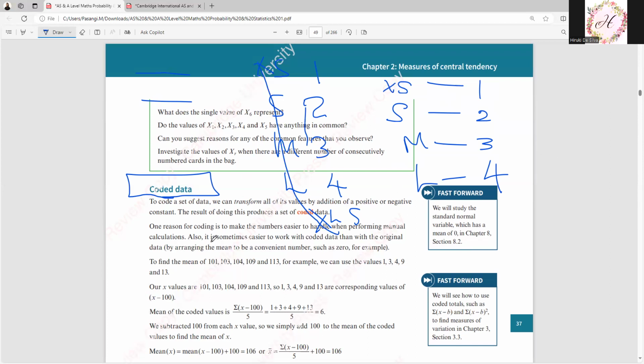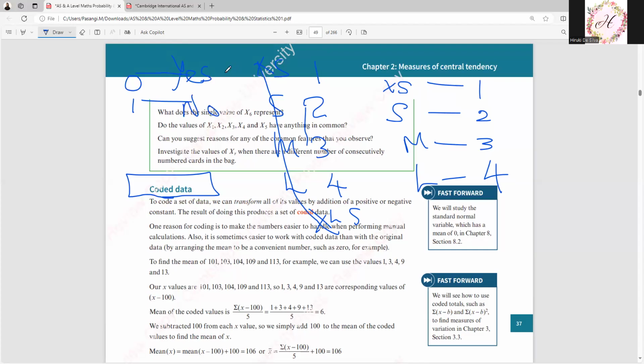I'll show some examples. One reason is that it is sometimes easier to work with coded data than with the original data, by arranging the mean to be a convenient number such as 0, for example. Sometimes we have 0 and 1. For example, let's assume we have a questionnaire with outputs of yes/no questions. The answer would be yes if it's yes, no if it's no.